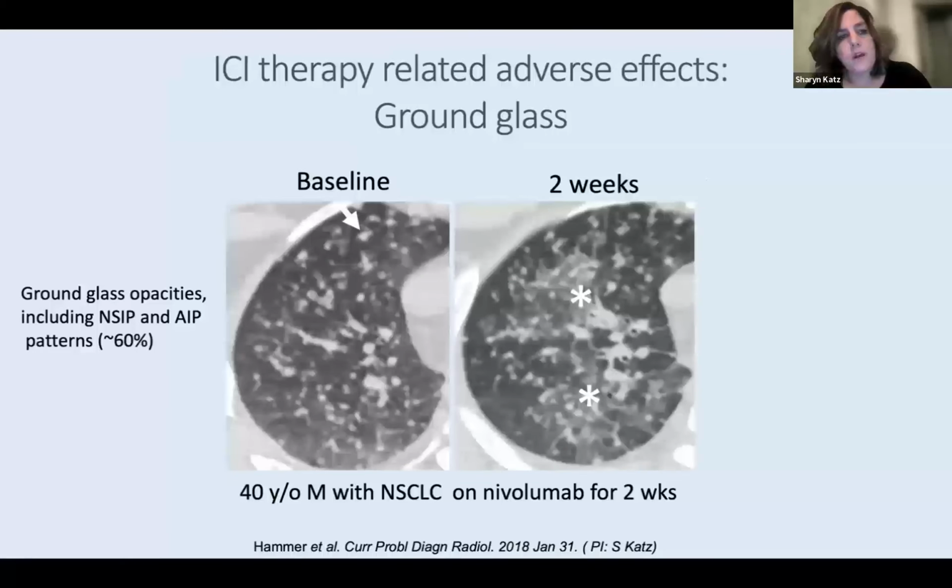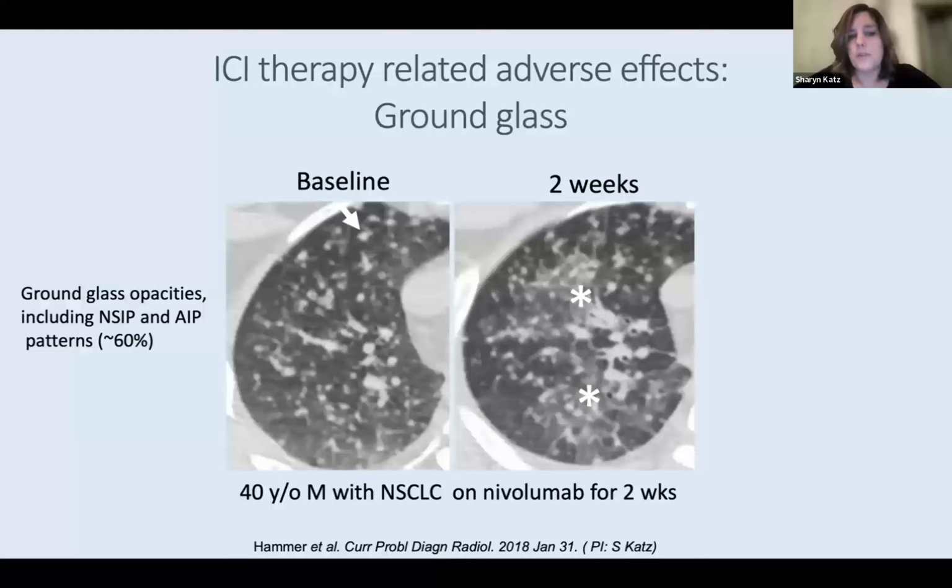So let's talk a little bit about what ICI-induced pneumonitis looks like. There are some pretty commonly observed patterns for the appearance of ICI therapy related pneumonitis. One of the most common is ground glass. That's taking into consideration NSIP, which is nonspecific interstitial pneumonia. That's a specific pattern of ground glass, but taking into consideration all ground glass, it's the more common pattern of manifestation of ICI-induced pneumonitis.